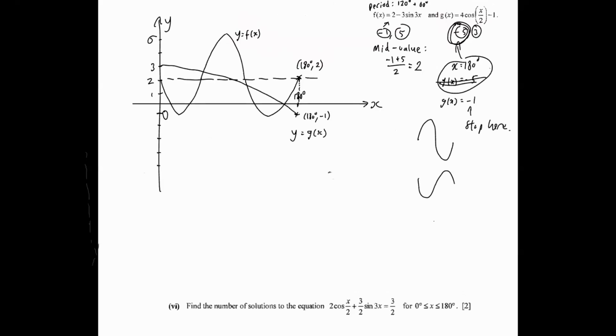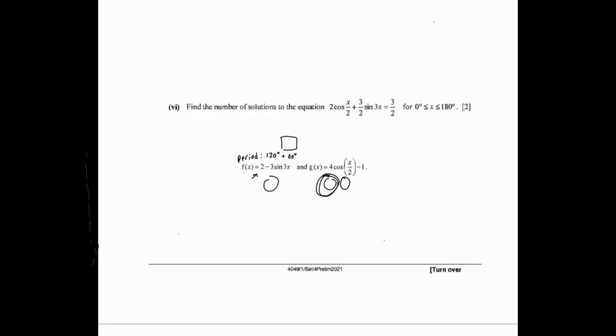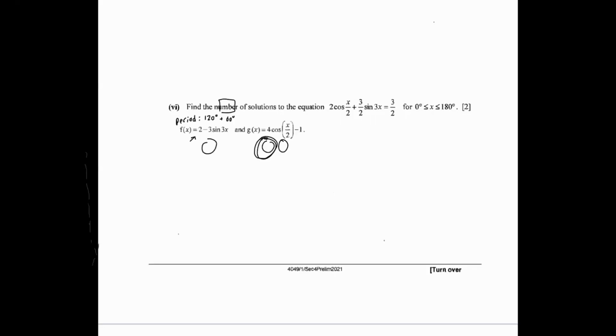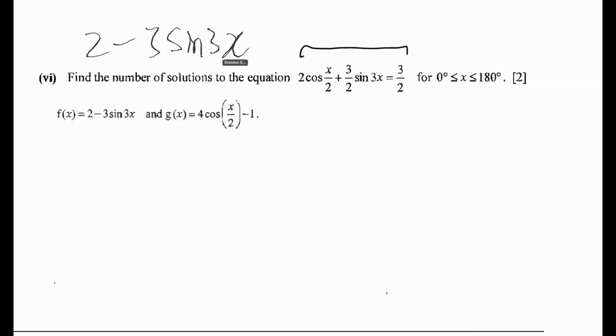How do we do that? So what we need to do is to link it to your f of x and g of x. So let's see. It's definitely something to do with the graph of f of x and g of x. Okay. So let's figure this out. We already have f of x and g of x there. We got 2 times cosine x over 2 plus 3 over 2 times sine 3x. What do you think we could do to get this equation? You need to make this look like one of the f or the g functions.